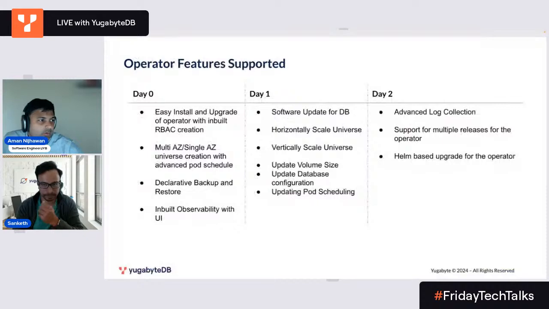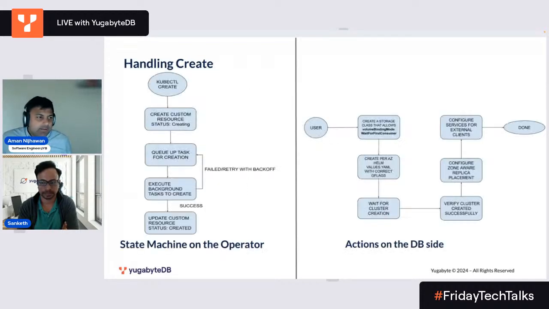So we saw how easy it is to install and create. But here is a list of features that we support for the operator today. On day 0, we have multi-AZ and single-AZ universe creation, and backups and restores. There's a second demo that we'll quickly go to. We also have an inbuilt observability UI that will show as part of the universe that gets deployed. Day 1, we support horizontal and vertical scaling, updating volume sizes, and updating pod scheduling. And then day 2, we also have log collection using support bundle, and the operator itself can be upgraded using Helm.